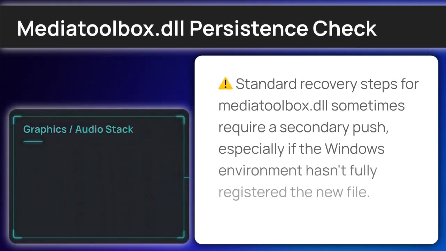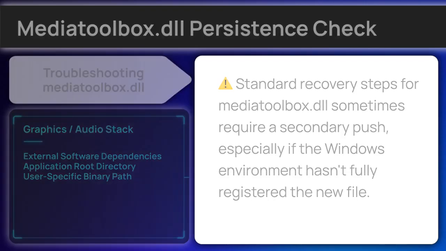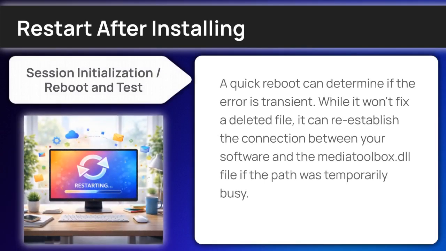If a standard reinstallation doesn't restore the library, we need to verify if the system environment is properly recognizing the new components. A full system restart clears the temporary memory cache and allows Windows to attempt a fresh initialization of all required libraries, including Media Toolbox Library.